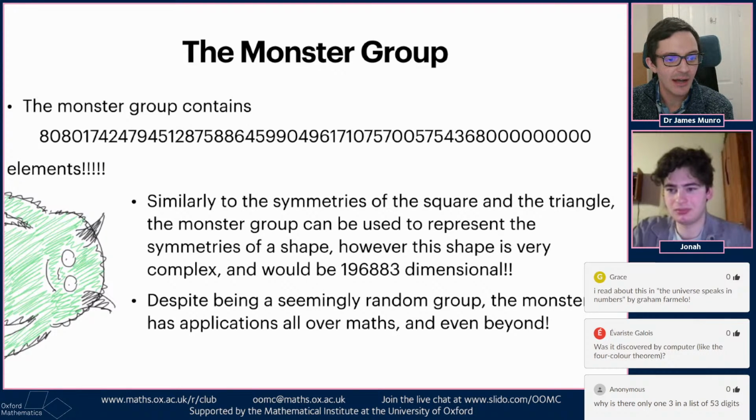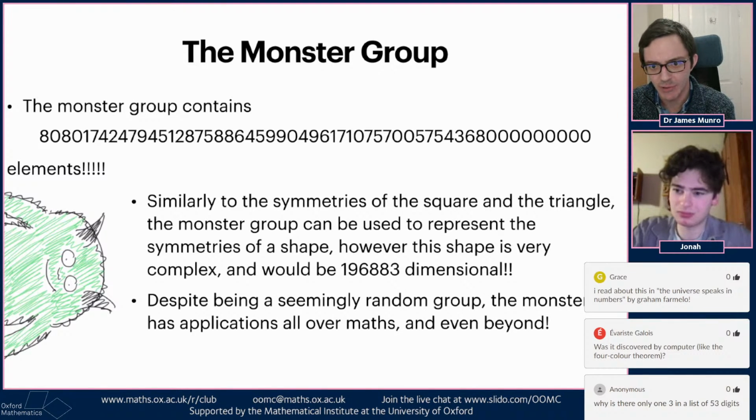Grace has got a book recommendation in chat where Grace read about this, The Universe Speaks in Numbers, and somebody with a username Gawar would like to know whether this was discovered by computer, like with the four-colour map theorem. I think it was not discovered by computer. I think it was discovered by thinking very hard. It was definitely discovered by thinking very hard.